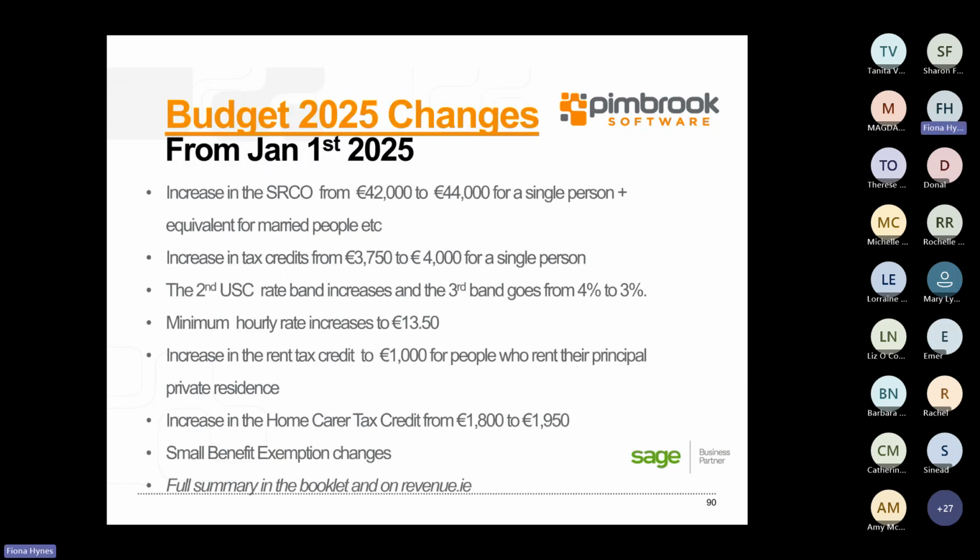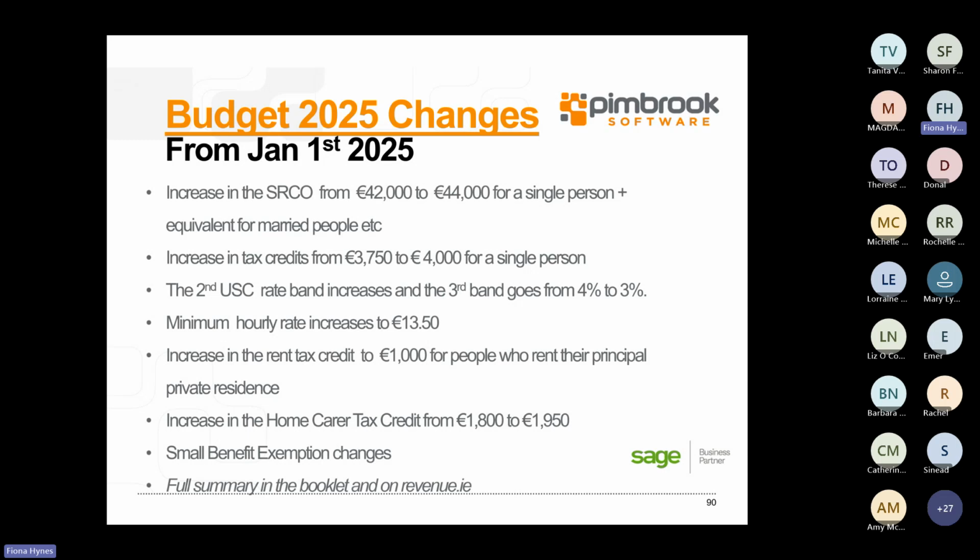And finally, a quick mention of the Budget 25 and the main items that will affect the payroll for 2025. There's an increase in the standard rate cut-off from 42,000 to 44,000 for a single person and the equivalent for married people. Increase in tax credits from 3,750 to 4,000 for a single person and again equivalent for married people. The second USC rate band increased. And the third band, the rate itself goes from 4% to 3%.